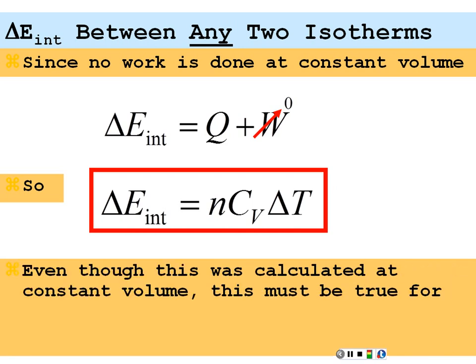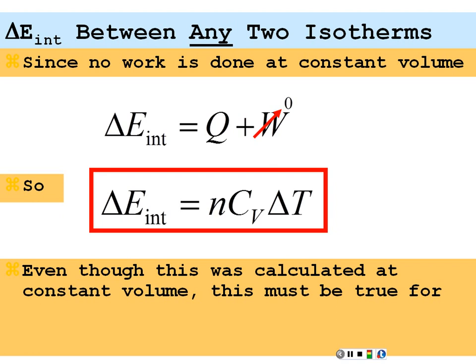Now, this was calculated at constant volume. However, since the change in temperature is going to be constant between any two states, and our change in internal energy will be constant between any two states, C sub V is a constant, and the number of moles is a constant. This is a constant for any change between any two isotherms. We can use this for any particular change in energy between two isotherms.